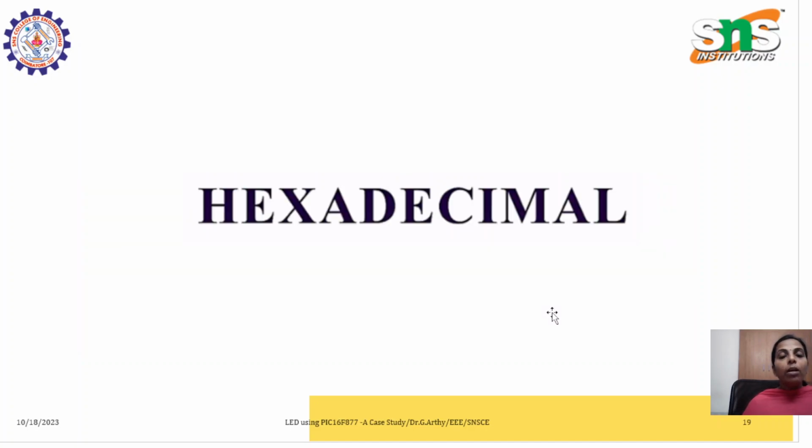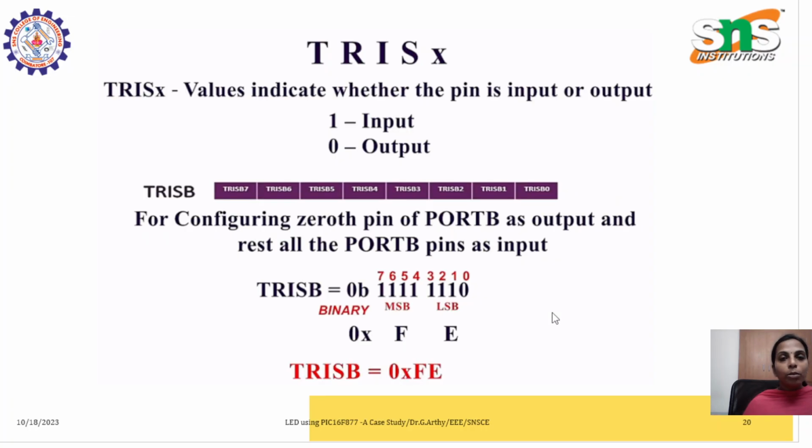Now, normally in a program, when we are mentioning this, we will be using hexadecimal representations. How to represent this? For the previous example, 0B, bit 0 is output and all the remaining are inputs. Now convert this into the equivalent hexadecimal value. So the value will be F and E. When we are representing a hexadecimal value, we will be giving a 0x. This x denotes hexadecimal. If it is binary, we will be mentioning it as 0b.